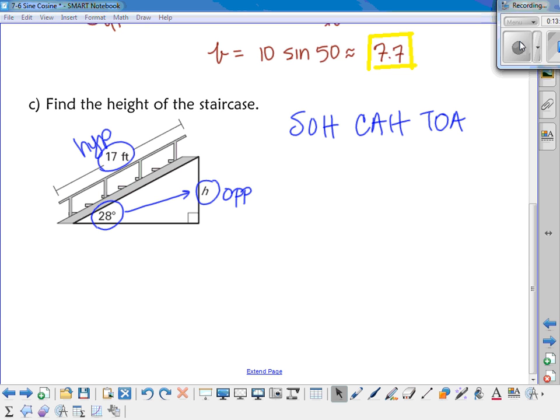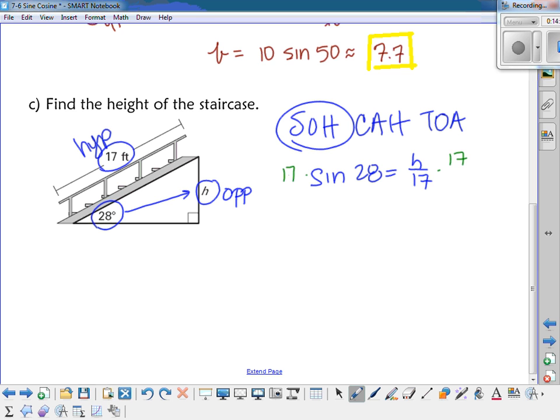So this time you had the opposite and the hypotenuse, which is the sine. So we're going to use the sine of 28, and that equals h over 17, opposite over hypotenuse. And then we'll multiply both sides by 17 to get the h alone. So h equals 17 times the sine of 28. And when you put that in your calculator, you would get 7.98. So if it said that you needed to do it to just one decimal place, you would make it 8.0.